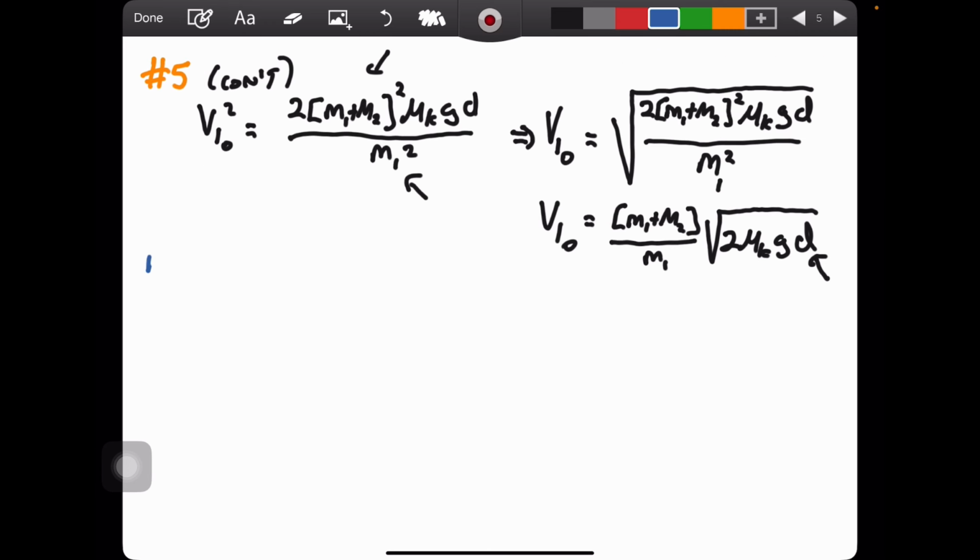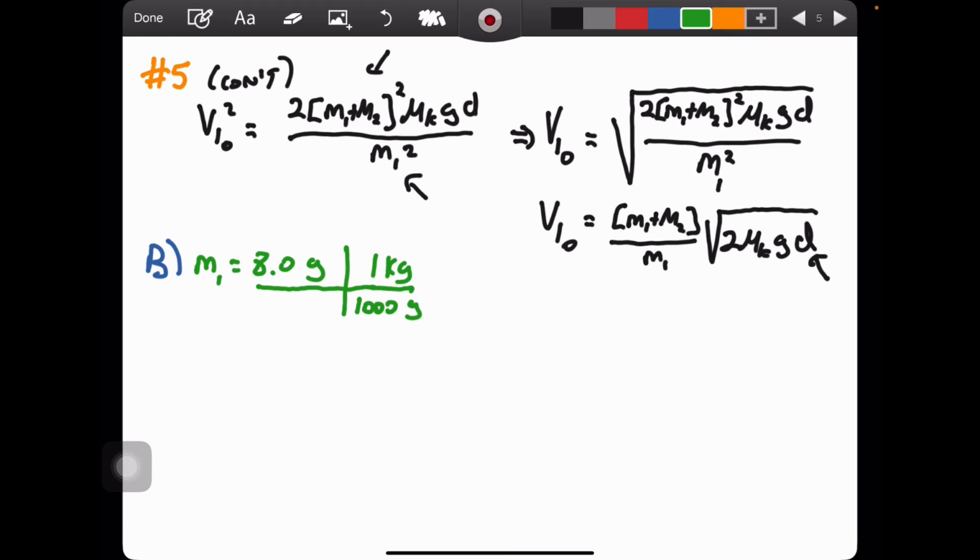For part B, we're then given a bunch of values, and quite simply, we just need to plug them into our expression. More specifically, we're told that the mass of the bullet is equal to 8.0 grams. We want to convert that to kilograms because that's the standard SI unit. And so there are 1,000 grams in 1 kilogram.